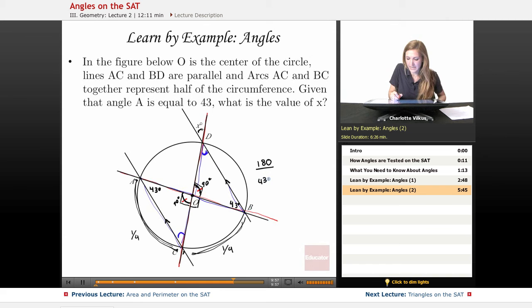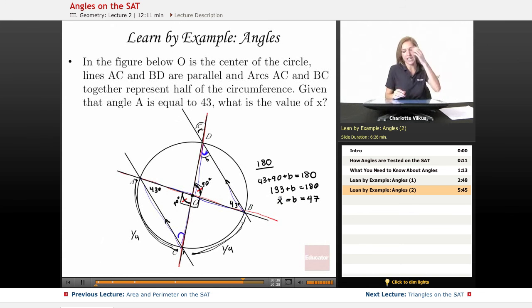So 43 plus 90 plus, I can just call this blue angle, plus blue equals 180. So here I have 133 plus B equals 180, or B equals 47. So once I know this blue angle, then look, I have another intersection. So I can figure out exactly what x is, and it's equal to this blue angle. So this is equal to x.